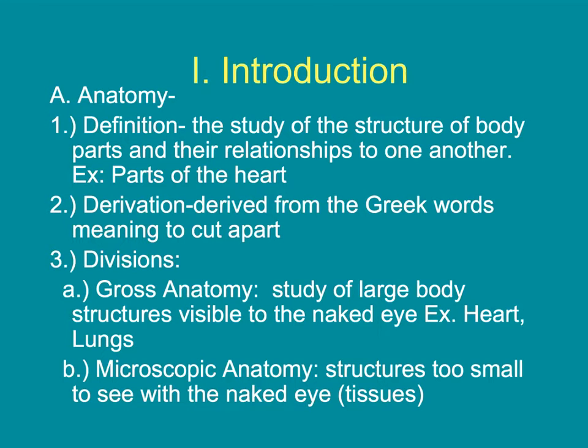There are two divisions of anatomy, gross anatomy and microscopic anatomy. Gross anatomy is the study of the larger body parts that are visible to the naked eye. So things like your heart, bones, your stomach, the lungs, eyes, these are all things that would be considered under gross anatomy. Microscopic anatomy then is things that are too small to see with your eye. So these would be tissues, cells, different parts of blood. These would all be things that you would need to look at under a microscope in order to see.